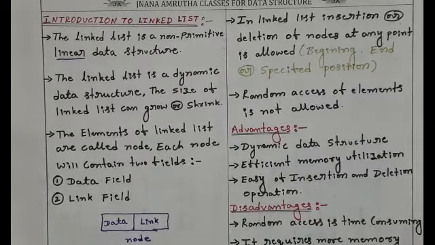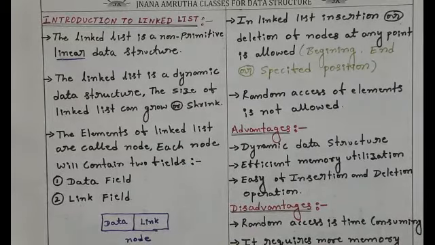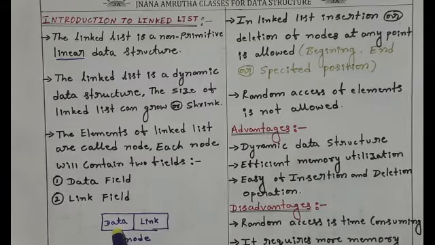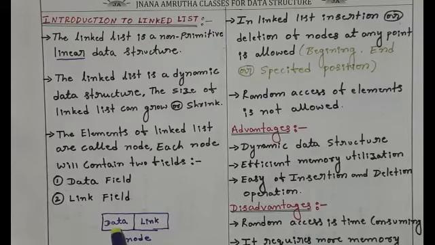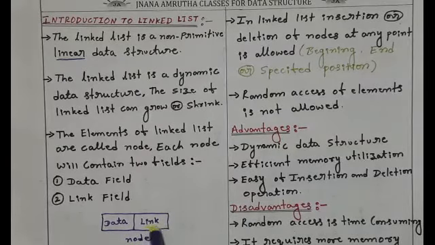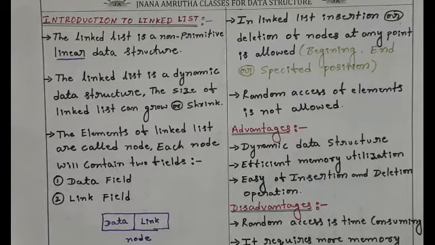Understood, right? In a linked list we are storing data in the form of nodes. Each node will contain two things: first one is the data field and second one is the link field. In the data field we are storing the actual data or information. In the link field it will contain the address of the next node.